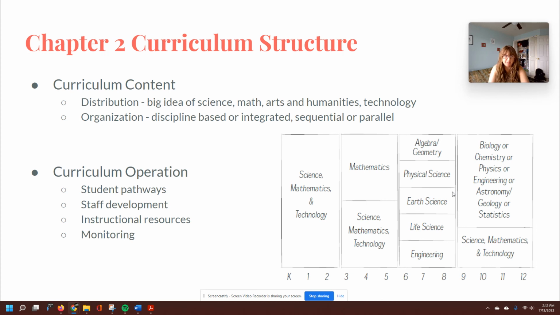And then the last big idea was curriculum operation. Again, student pathways: are there going to be different pathways for students to take or not? Staff development. For a curriculum to be successful, staff needs to be able to implement it. What sort of professional development is required for teachers to feel prepared to implement a curriculum? What sort of instructional resources are needed, and then also monitoring to make sure that the curriculum is operating the right way.